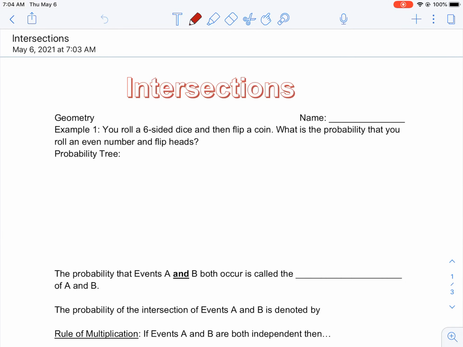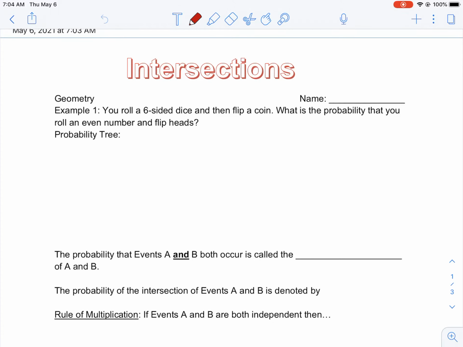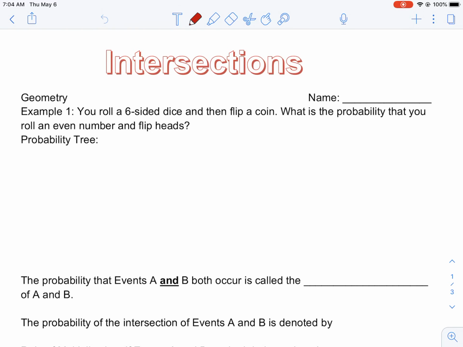Welcome everyone. In this video, I'm going to be going over intersections. This is the second lesson in probability. So we're going to be looking at a little bit more complicated probabilities than we did yesterday. Mostly the probability of two different events happening. That's called an intersection. So we're going to look at this first example.